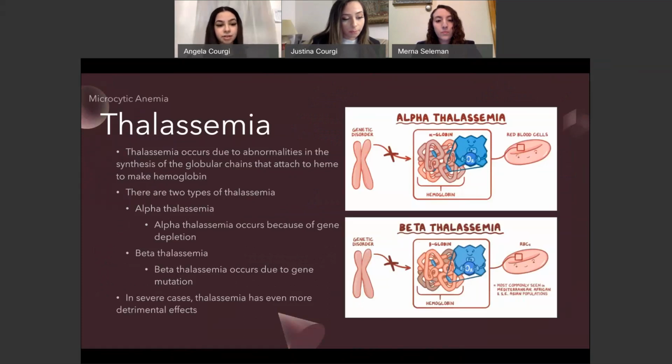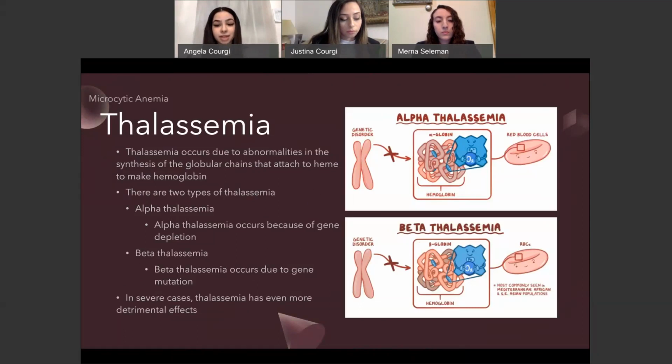All right, so first off, we have thalassemia. Thalassemia is a type of microcytic anemia. Anytime you have a mutation in the DNA cells that make up hemoglobin, that is usually referred to as thalassemia. Specifically, thalassemia occurs due to abnormalities in the synthesis of the globin chains that attach to heme to make hemoglobin.